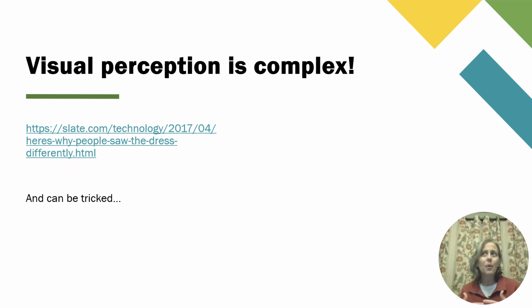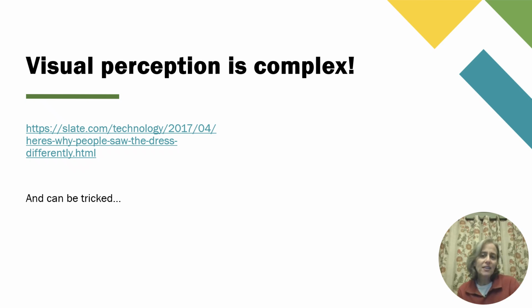So if you remember the whole white dress or blue dress controversy from several years ago, I don't know, maybe you were too young. Interestingly, when that first happened, it stumped neuroscientists. They weren't sure why some people saw the dress as one color and other people saw it as another color. And then they got a whole bunch of data and they kind of figured it out. And that's what that link is about, if you're curious.